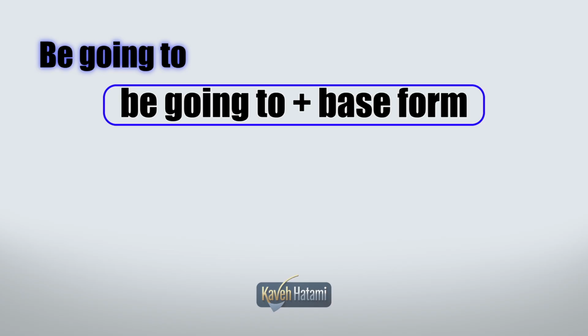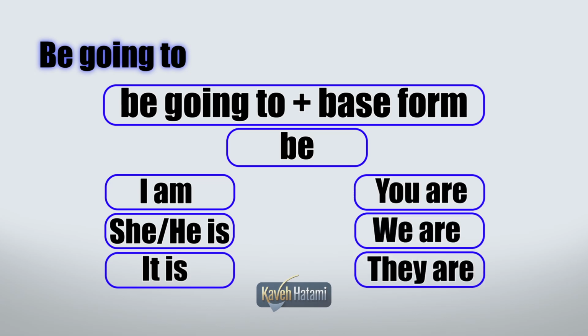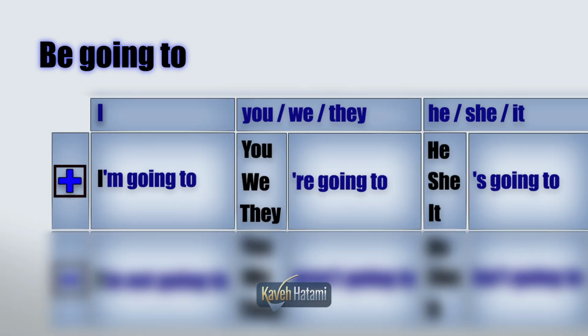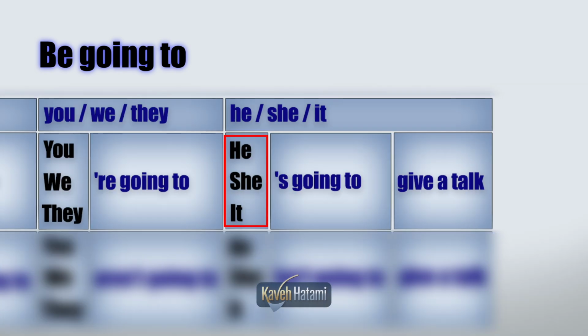Now let's check the structure of be going to. As you know, be is I'm, he's, she's, or other forms. Therefore, in the positive form: I'm going to. You, we, they are going to. He, she, it is going to give a talk. Be careful. Give is in the base form.